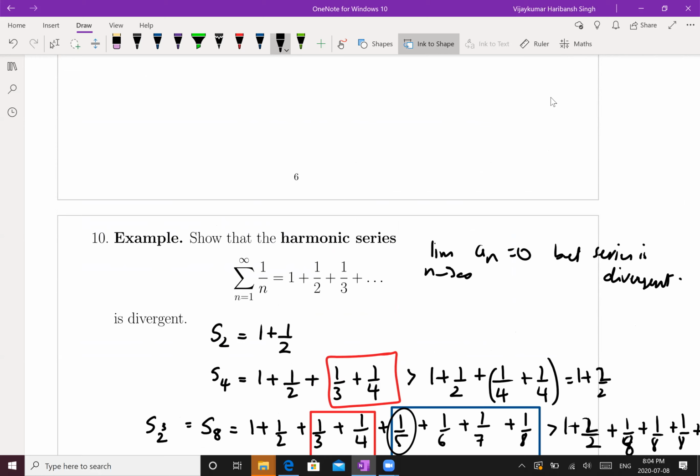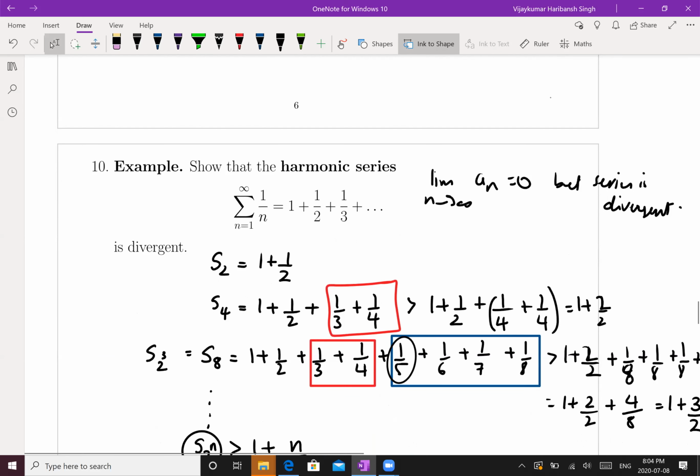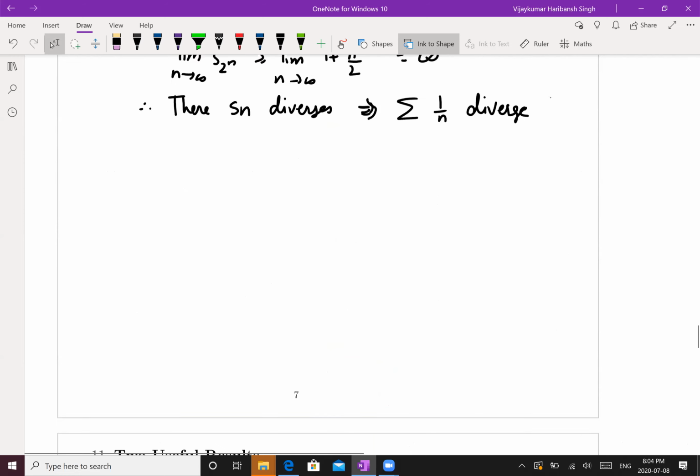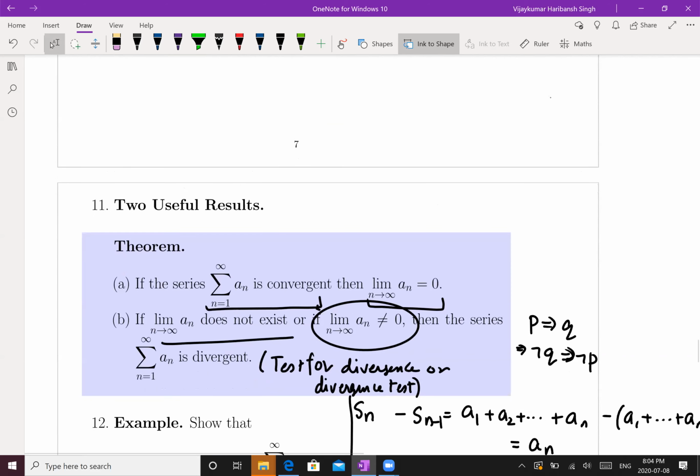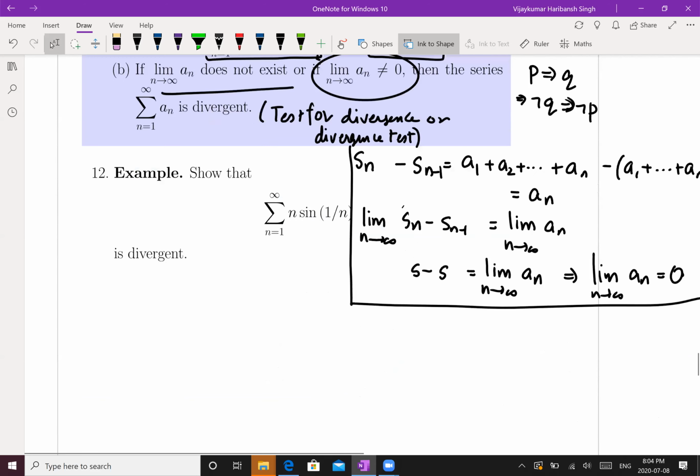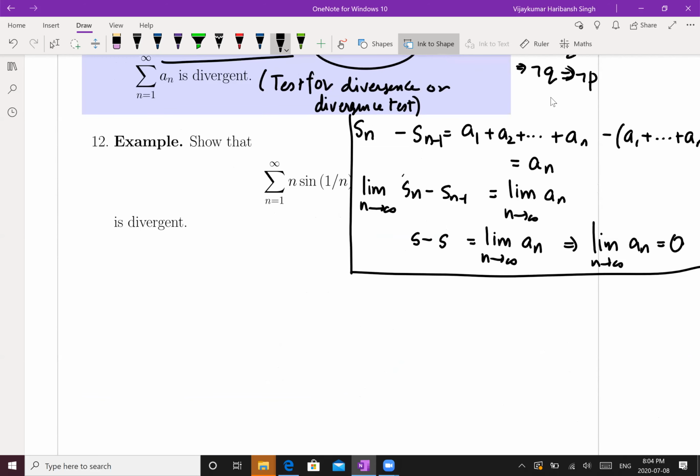Right? So it's not that the limit of a_n equal to 0 means the series is convergent. All it means is the following: if it is not 0, then it's going to diverge for sure. If it goes to 0, then you don't know. You have to apply some other test to see. So now let's see. Show that this is divergent.